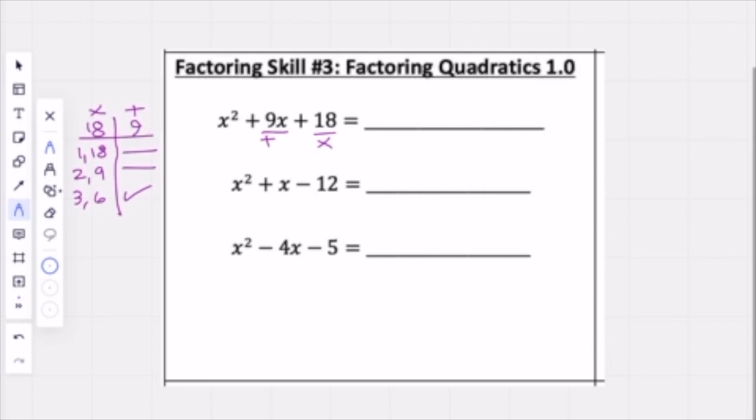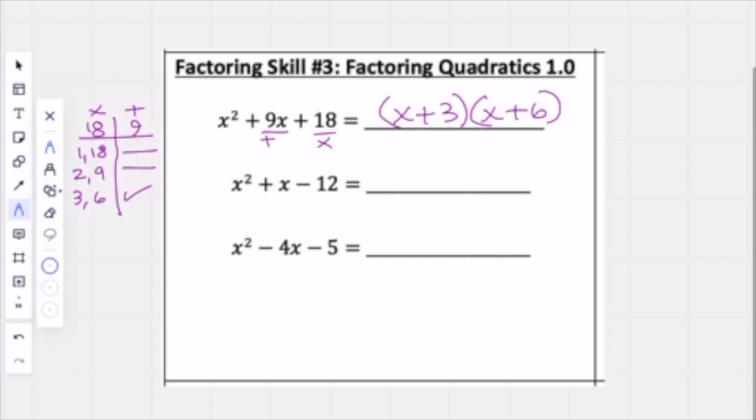What do we do with them? Well, we set up two binomials and we put those values in the binomial with x. So x plus 3, x plus 6. And of course, if one of those values was negative, we would have x minus that value, okay?